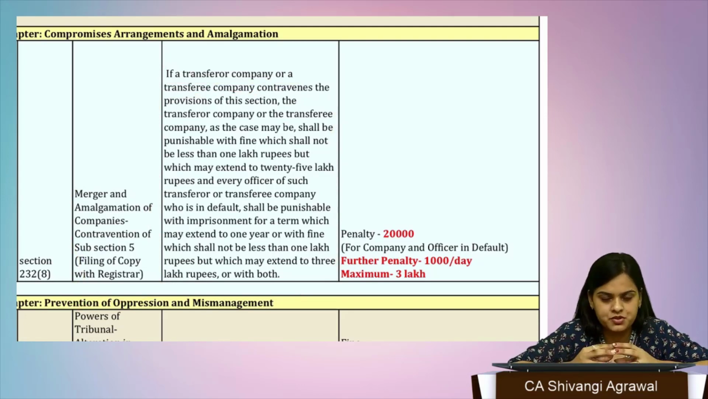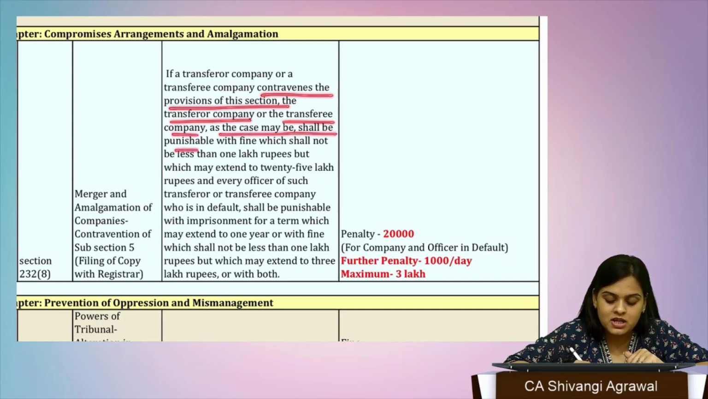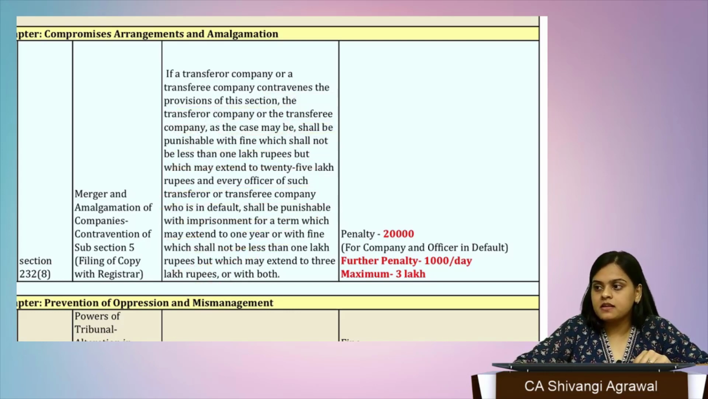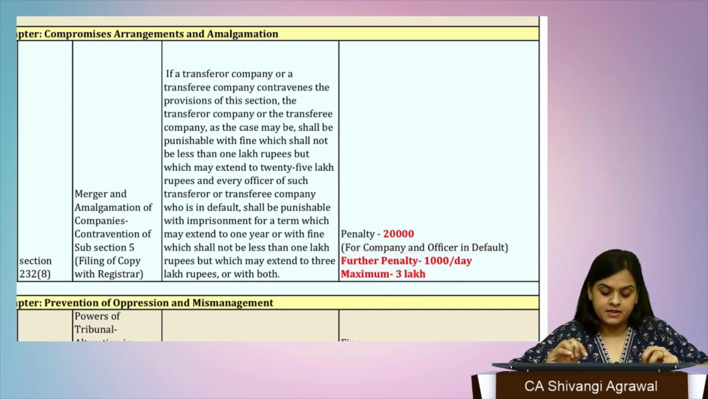They're talking about merger and amalgamation, so there can be contravention. If the transferor company or the transferee company, as the case may be, contravenes the provisions of this section, it shall be punishable with a fine, and every officer in default shall be punishable with imprisonment also and with fine also. Now there is a straightaway penalty. The penalty is 20,000 for both the company as well as the officer in default. I hope it is clear. Further penalty 1,000 per day, and maximum it can be 3 lakh.